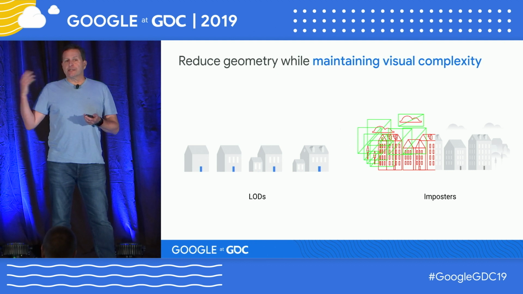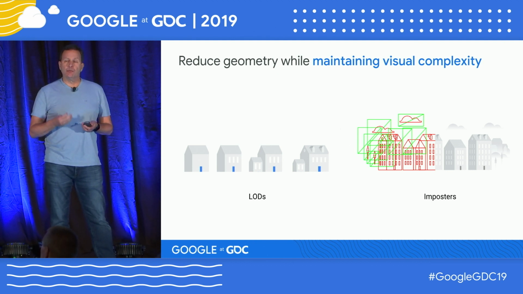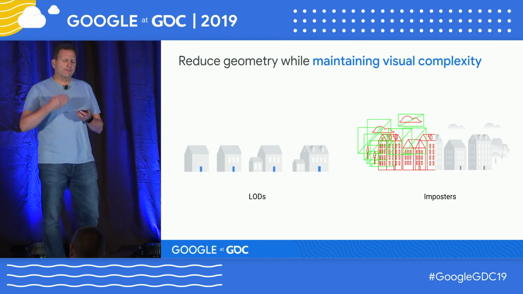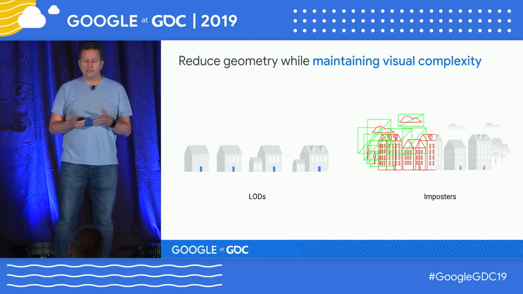The other thing you can do is take that to the extreme and have imposters, which are just 2D geometry with textures to represent 3D geometry. And when something is far out in the distance, it looks fine.